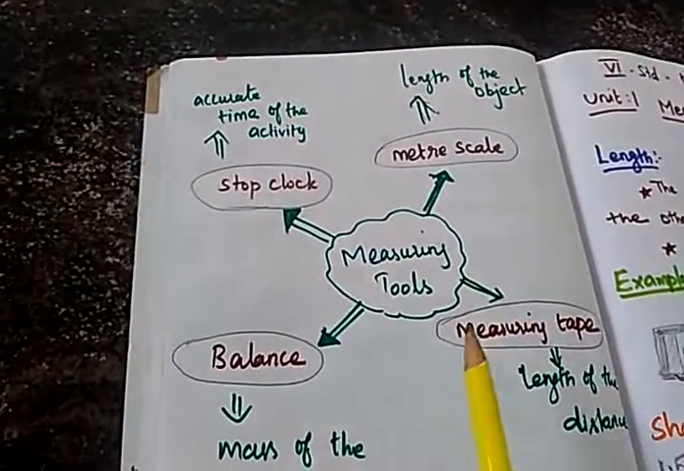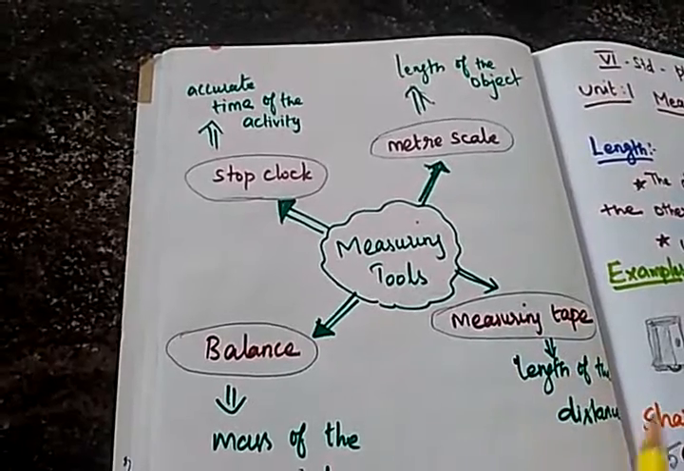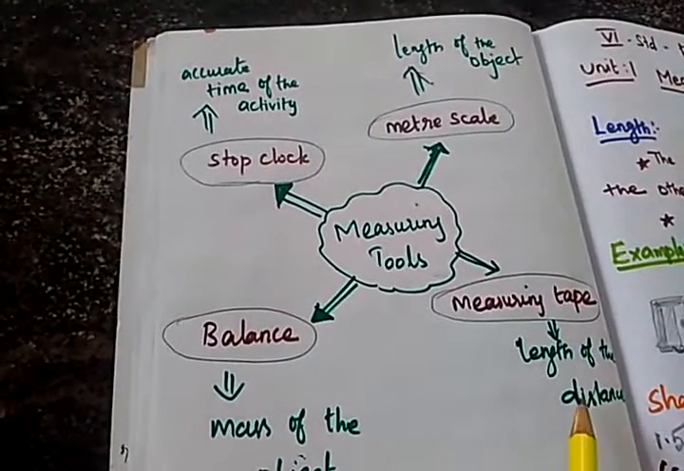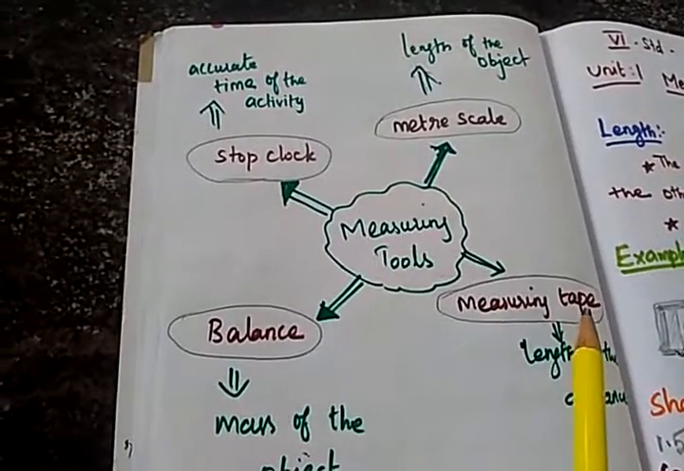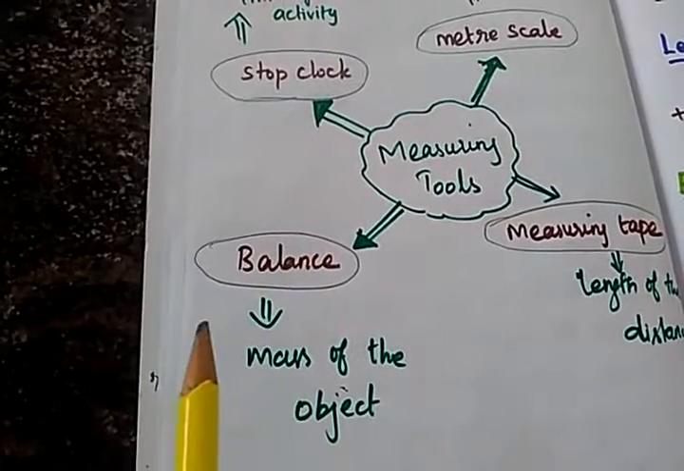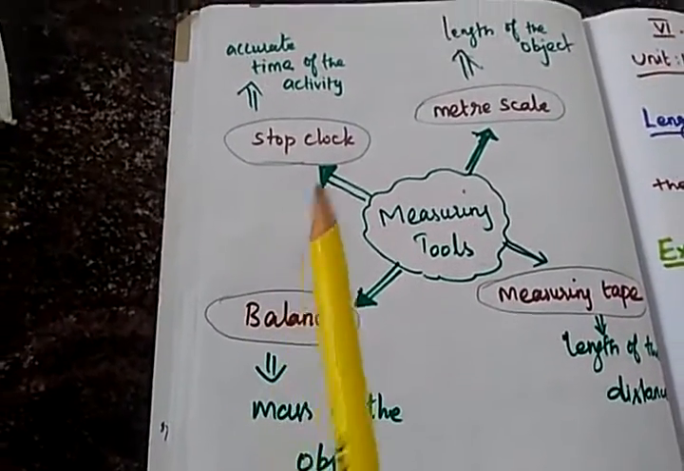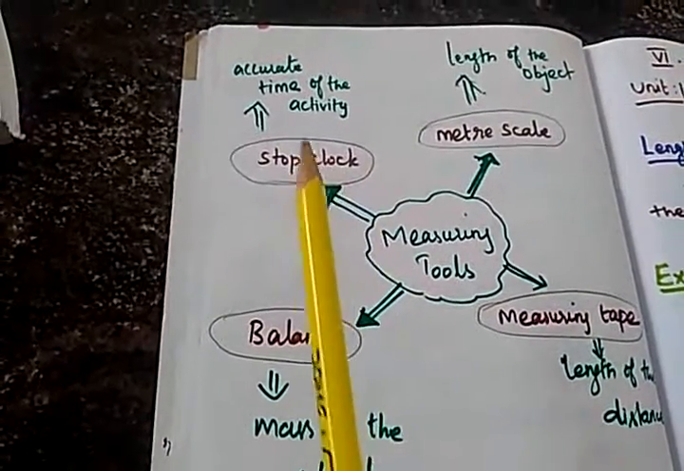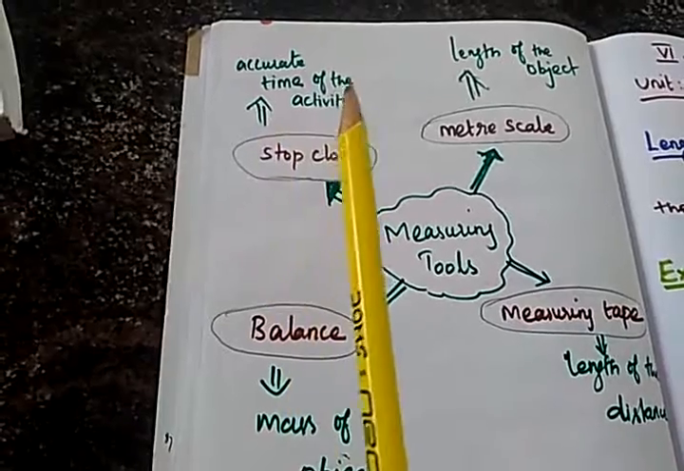Then here we see a measuring tape. A measuring tape is used to measure longer lengths and distances. Then here we see a balance. A balance is used to measure the mass of an object. Then the stop clock. A stop clock is used to measure time, the accurate time of an activity.